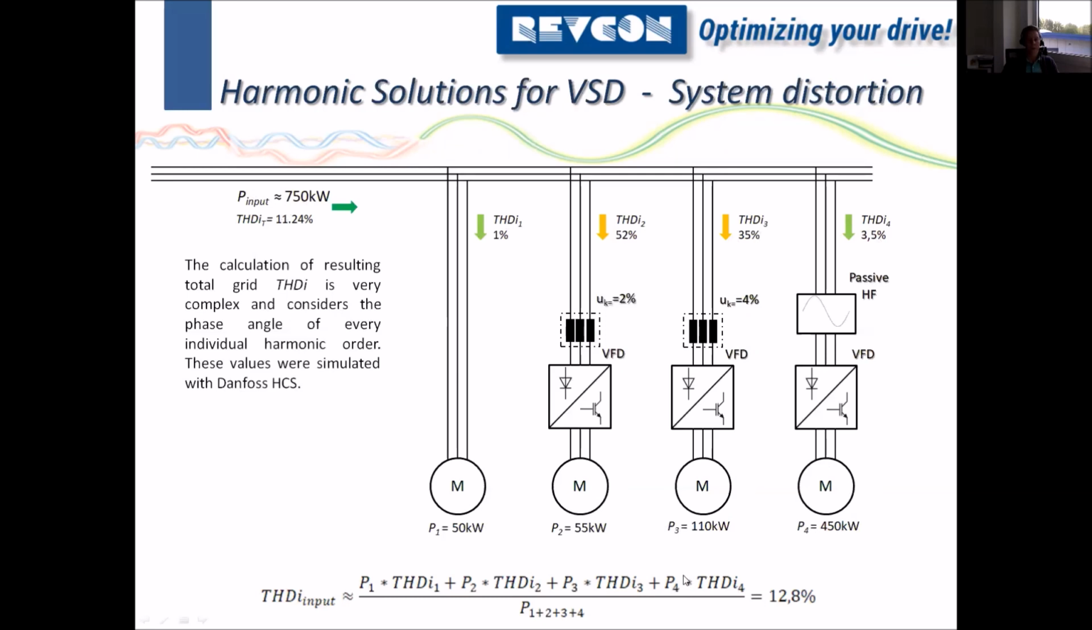This is not the correct way to calculate this because there are some other things to consider. There's also a phase angle of the individual harmonics and a lot of other things. But basically, you can use this as a first estimation because this value will always be bigger than the true values. I made this calculation with the true values up here, and I made the same calculation with the Danfoss harmonic calculation software, and the result was 11.2, and I calculated 12.8. So we are at least more or less in the same area.